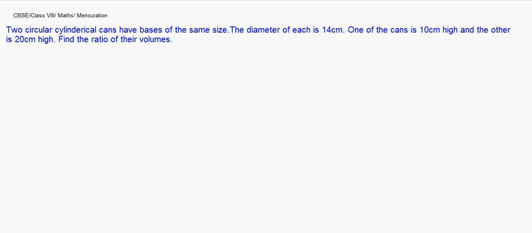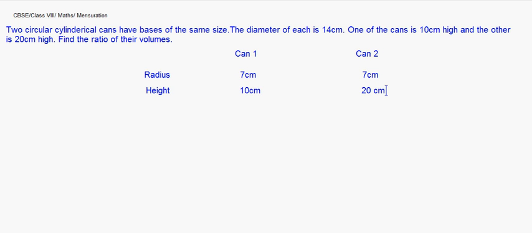Let us separately write the information given. Here, this I am writing for, suppose this is for can 1, and here I am writing for can 2. The bases are of the same size. I will write here the radius. The diameter is 14, so it will be 7 each on both of them. So this is 7 centimeter here as well for the second one because they have the same base. One of the cans is 10 centimeter high. I assume the first one has a height of 10 centimeter. I write here 10 centimeter and the other one is 20 centimeter, which I am giving to can 2.